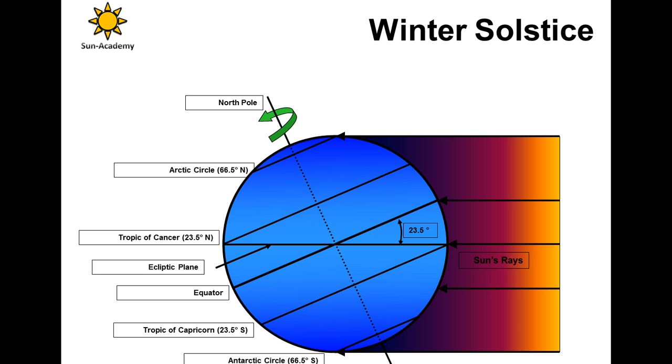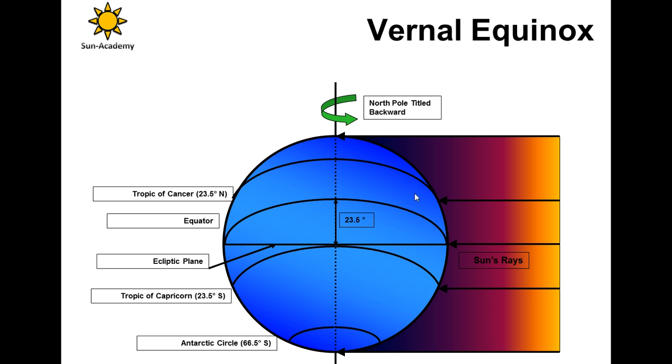The winter solstice occurs on December the 21st or 22nd, when solar declination is at its minimum, minus 23.5 degrees, and the northern hemisphere is tilted away from the Sun's rays. The vernal equinox occurs on March the 20th or 21st. Days become longer than nights in the northern hemisphere for the next 6 months.